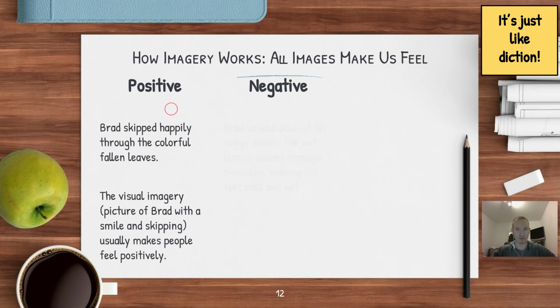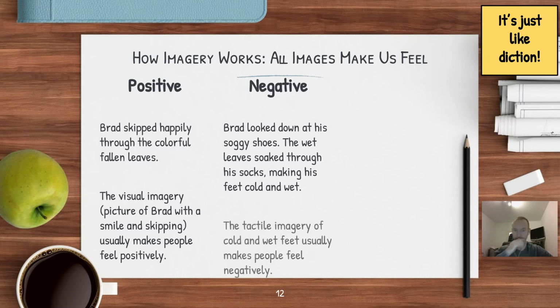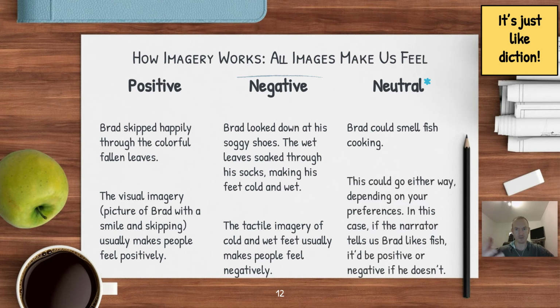There's negative: Brad looked down at his soggy shoes. The wet leaves soaked through his socks, making his feet cold and wet. The tactile image of cold and wet feet usually makes people feel negatively. That's a sensation that we don't enjoy, we don't seek out. And then there's neutral: Brad could smell fish cooking. There isn't much there, because it's all just facts.